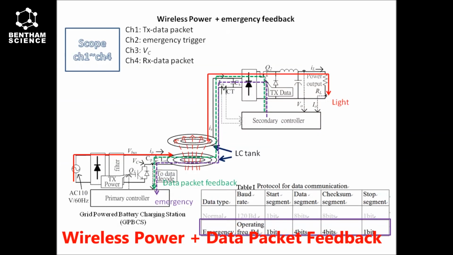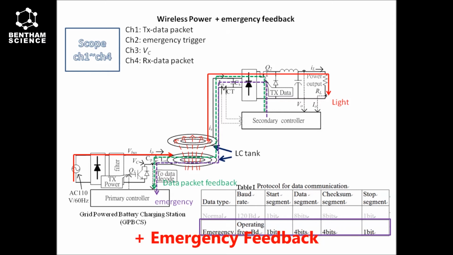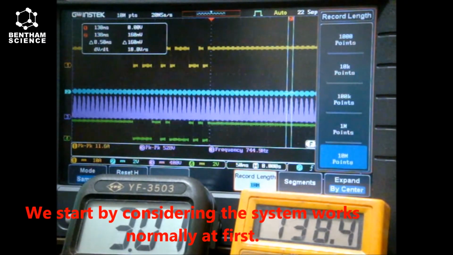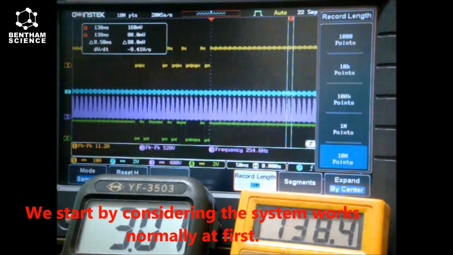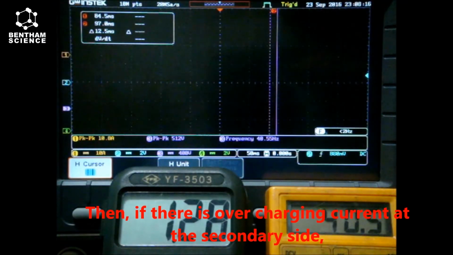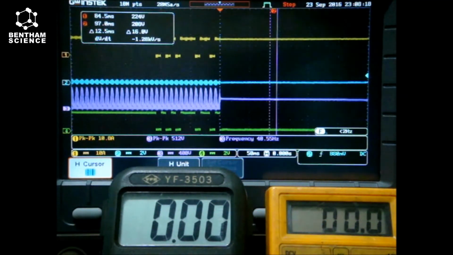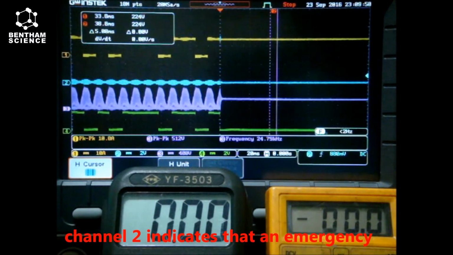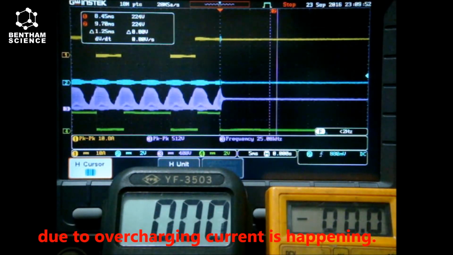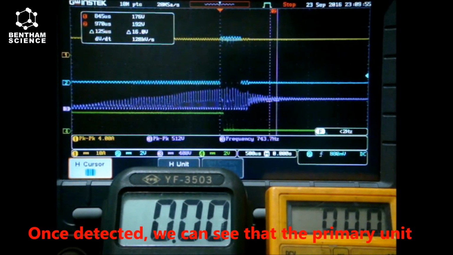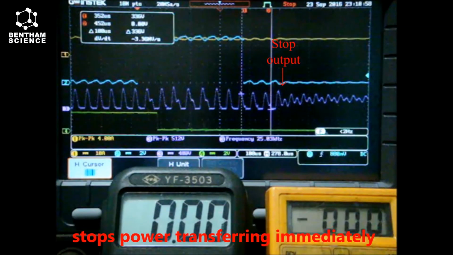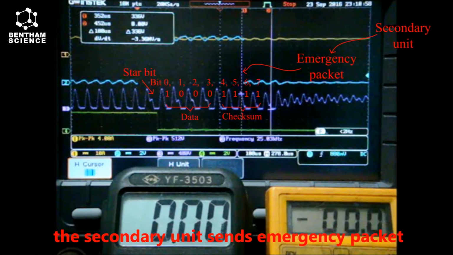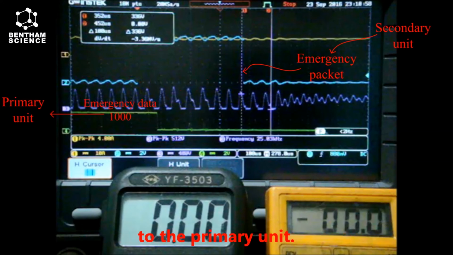This topic will show you the function of wireless power plus data packet feedback plus emergency feedback. We start by considering the system works normally at first. Then, if there is overcharging current at the secondary side, the IPT system stops power transferring immediately. Channel 2 indicates that an emergency due to overcharging current is happening. Once detected, we can see that the primary unit stops power transferring immediately, because the secondary unit sends an emergency packet to the primary unit.